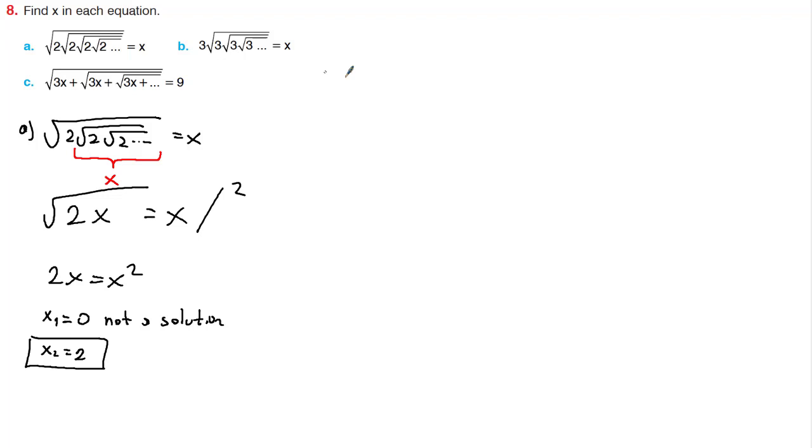Let's try now under b. What do you get under b? Pretty much the same. 3 root of 3 root of 3 root of 3 dot dot dot, it's equal to x. Well, if 3 root of 3 root of 3 root of 3 is equal to x, the same goes here, from here to here, as well as x. Well, now what do you have? You have 3 root of x is equal to x.